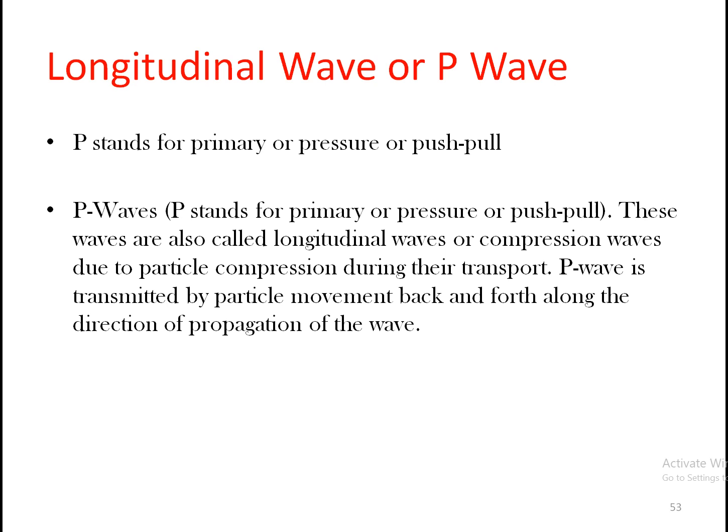So a P wave is a primary wave which is acting along the longitudinal direction, the compression waves. It is transmitted by particle movement back and forth along the direction of propagation of the wave. It moves back and forth along the direction of propagation of the wave.